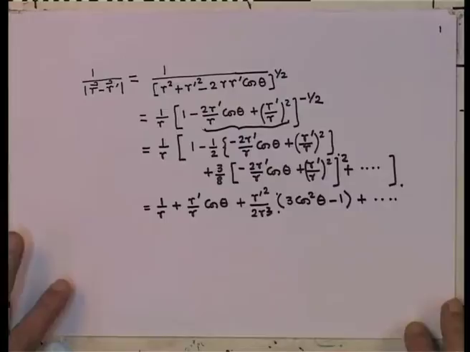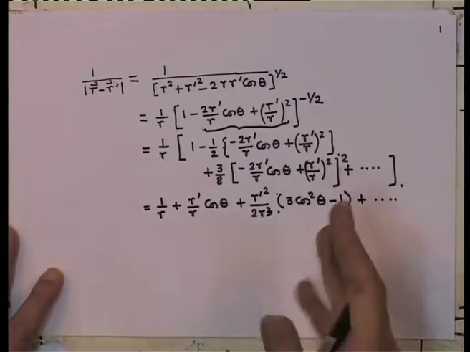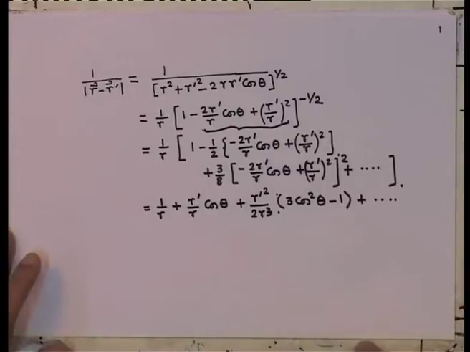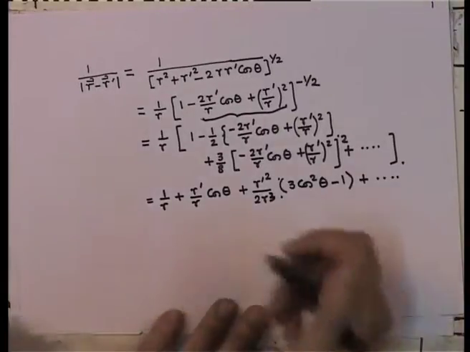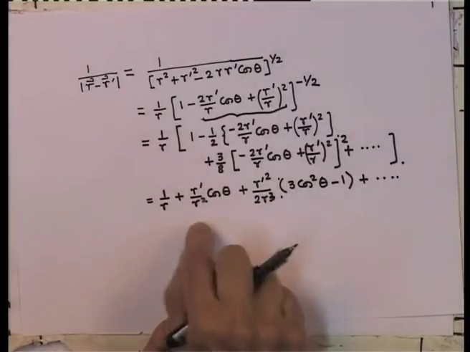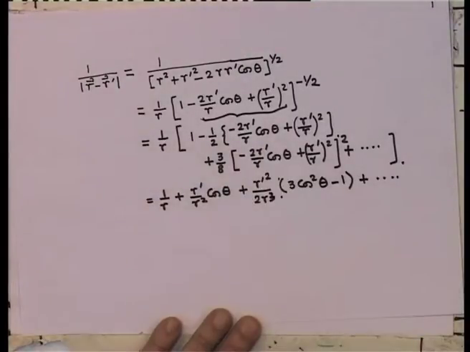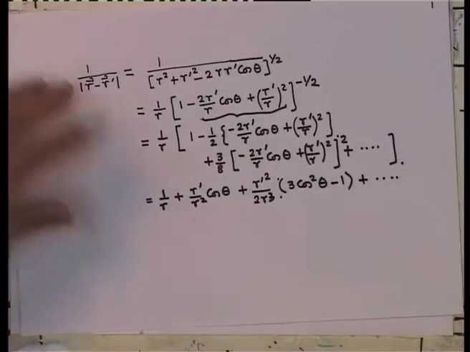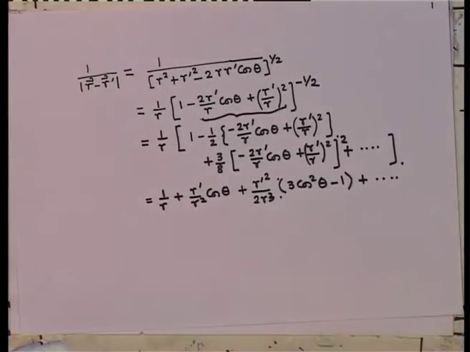Now, I have assumed that r is greater than r prime, so that I can arrange them as r prime by r, etcetera, etcetera. Actually, this should be r square, because dimensionally it is r into r. So, this is what we get as an expansion.